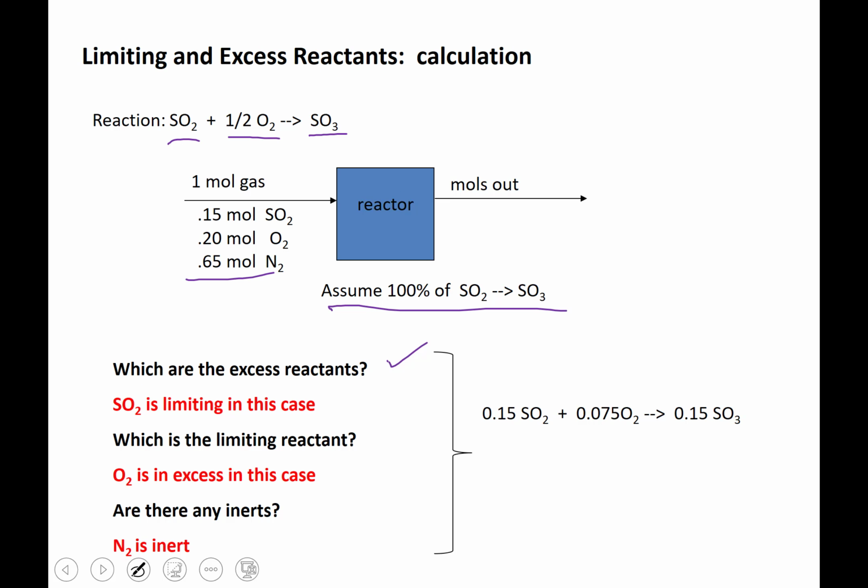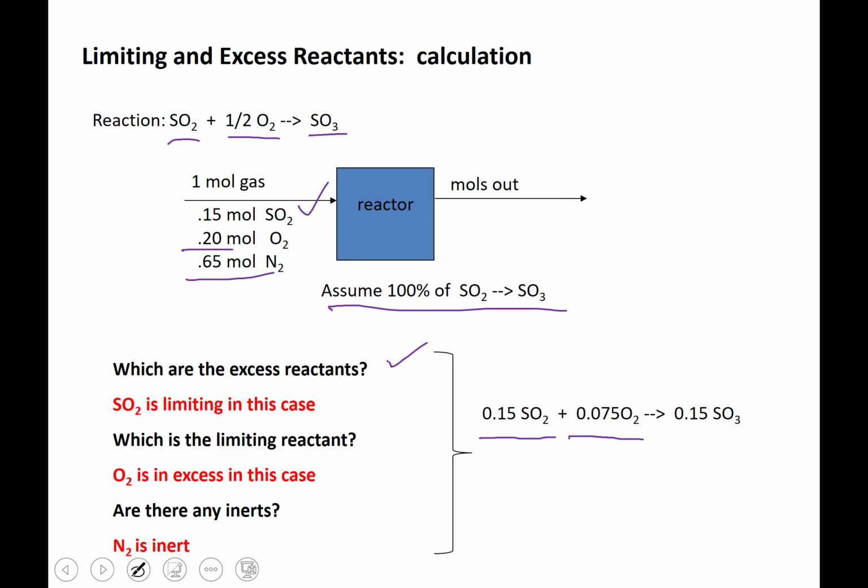But we will have oxygen in the product because for 0.15 moles of SO2, which is what we have, we only need 0.075 moles of O2, and we have 0.2. So we have excess oxygen.